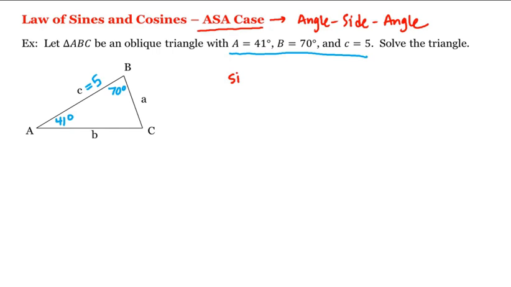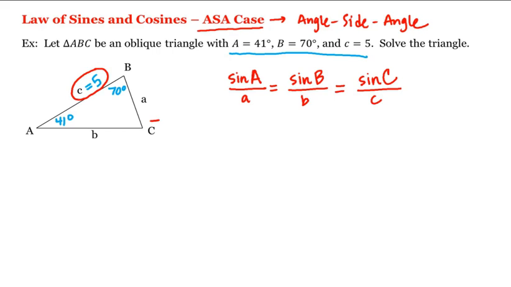Sine of capital A divided by little a is equal to sine of capital B divided by little b, which is equal to sine of capital C divided by little c. But in order to apply this, we need a matching angle and side. So looking over in our figure here, because we're given c, let's find capital C.